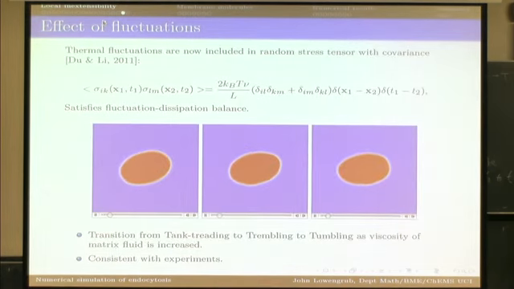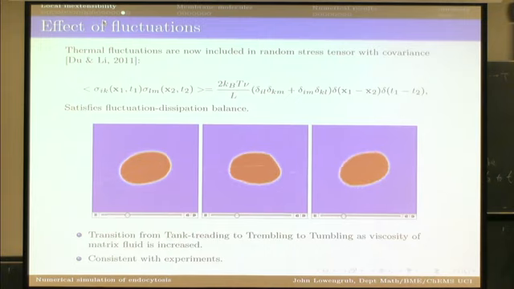Now, one can also include thermal fluctuations. So here's a case, again a 2D simulation, but at least closer to the experiment, because one can include thermal fluctuations essentially by introducing a random stress tensor with the right covariance. The thermal fluctuations are put in the fluid, not in the interface, just like you do to satisfy the fluctuation dissipation theorem.